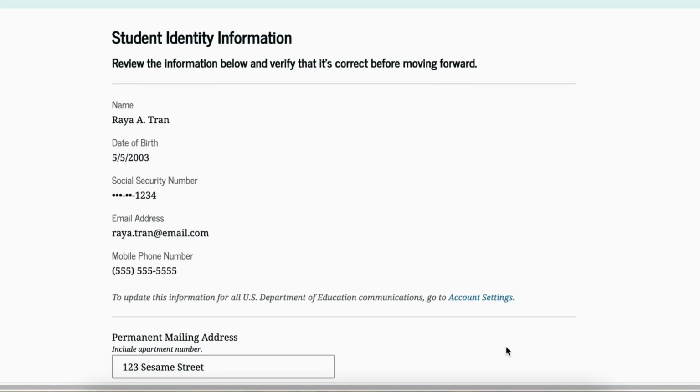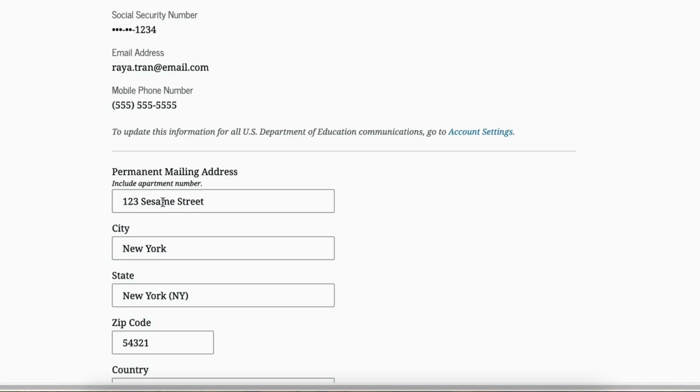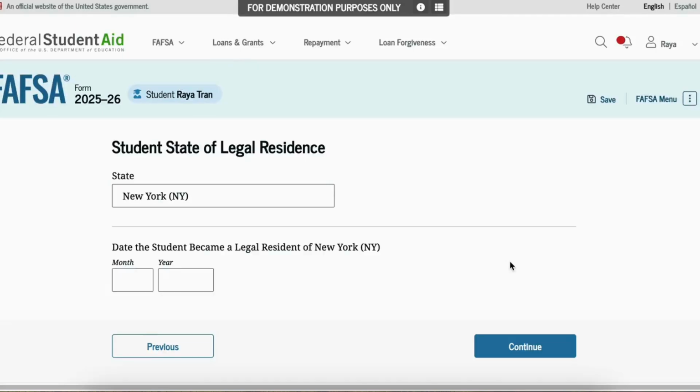It will bring up all the information that you would have put into your FSA ID. So your name, your date of birth, social security number, and then all the defining information about mailing address and phone number will be listed. You'll hit Continue. You'll put in your state of residence. So I will put in Illinois.